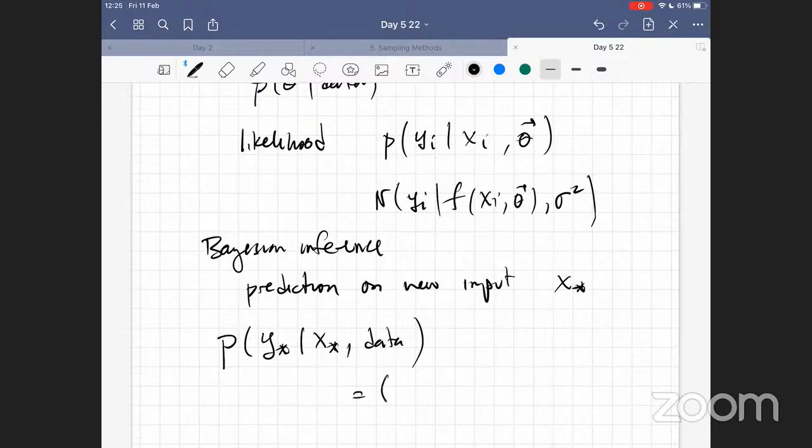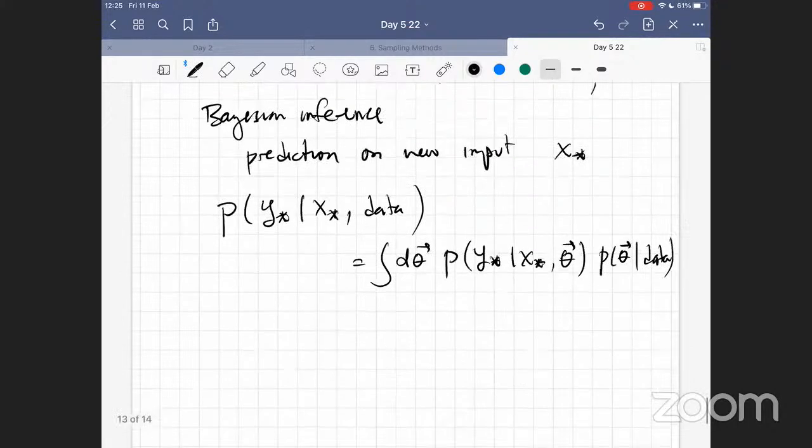And this is equal to the integral that we are discussing in this lecture. So this is equal to the integral of the likelihood of this new point given the new input, given some theta, times the posterior that I am estimating somehow. And this is called, in the literature, the predictive distribution.